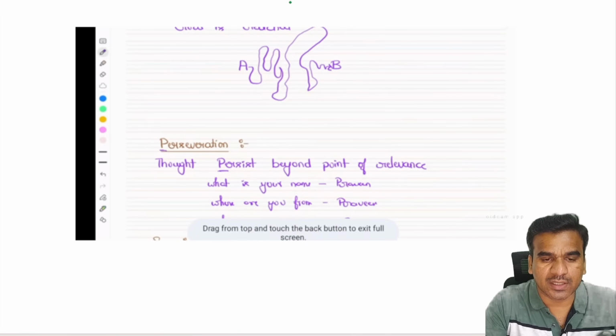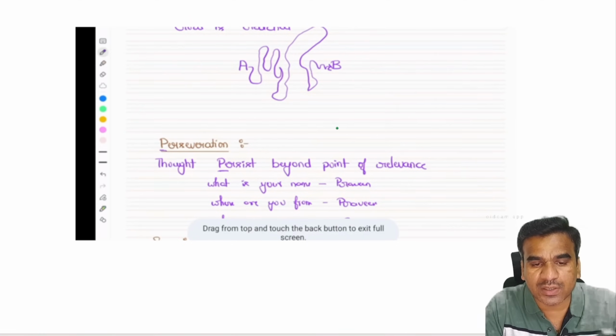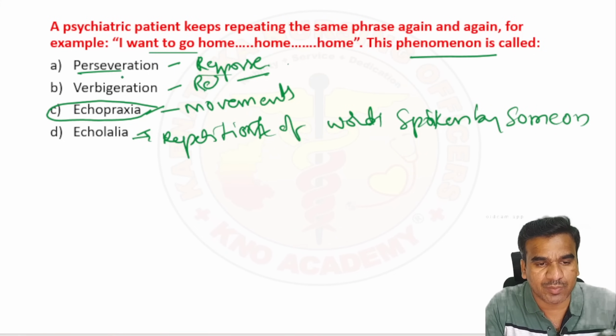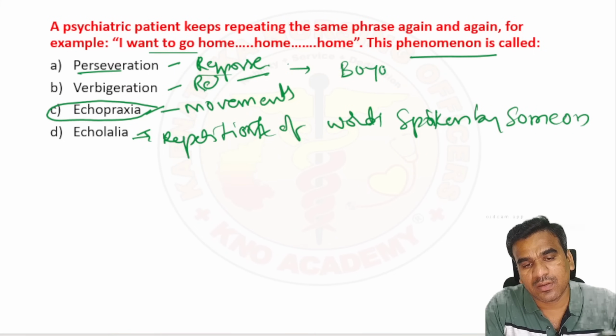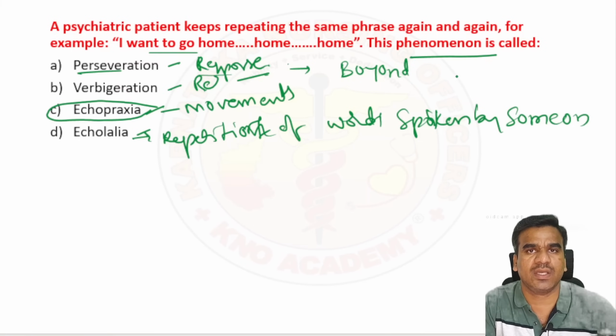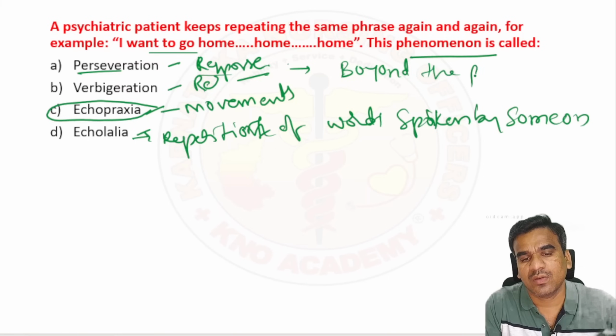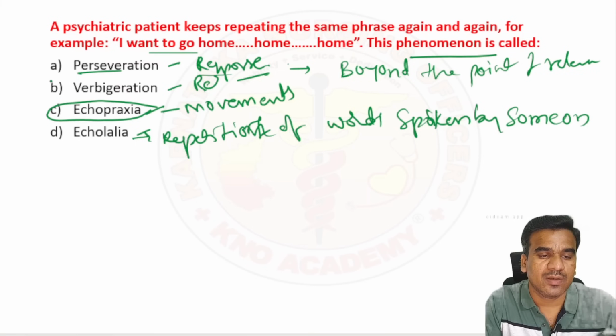Praveen sir did the class. Okay, that is beyond the point of relevance. Beyond the point of relevance is important. The response beyond the point of relevance means irrelevant. Okay, so the right answer is verbigeration.